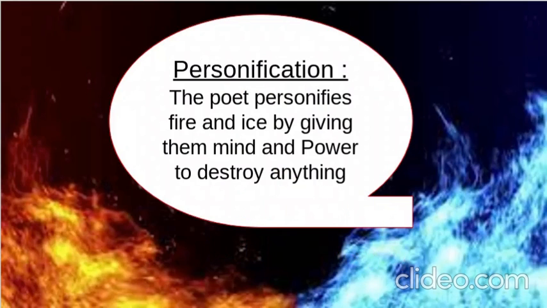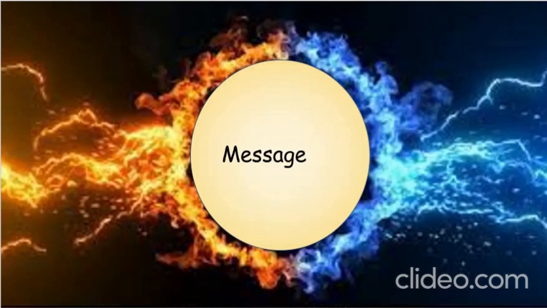Last one, an easy one, personification. I hope you all know, giving qualities of human beings to non-living things. So what is non-living here? The poet is personifying fire and ice by giving them power and mind to destroy anything. So fire and ice are non-living things, but yet they are given the power to destroy anything. Destruction can be caused by human beings, right? But still fire and ice are given the power, though they are non-living. So it is being personified.